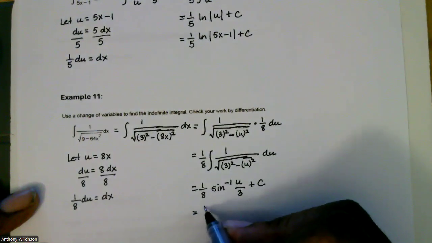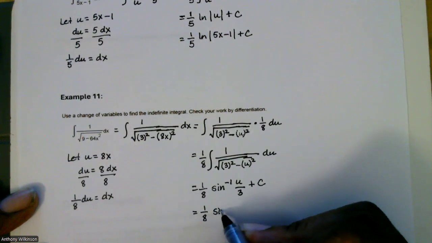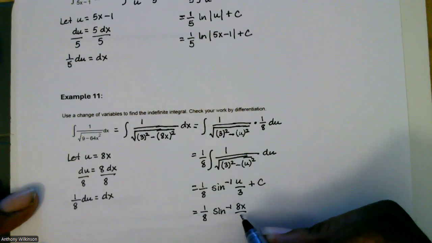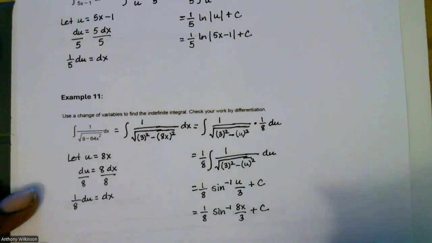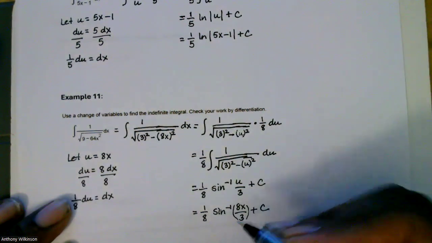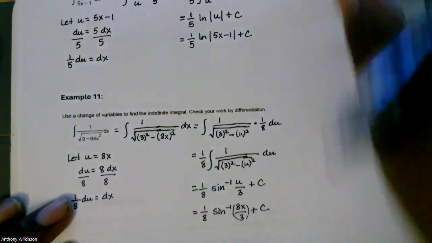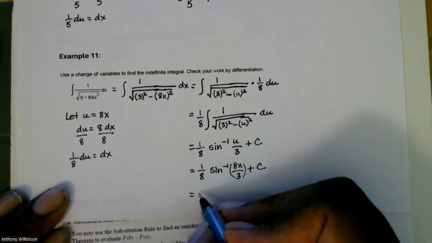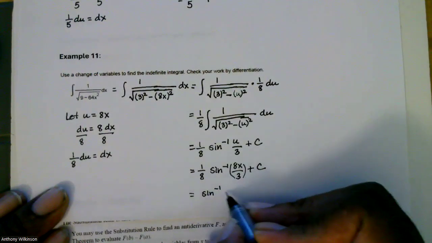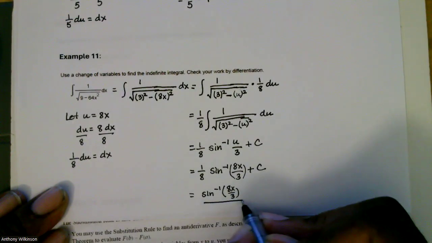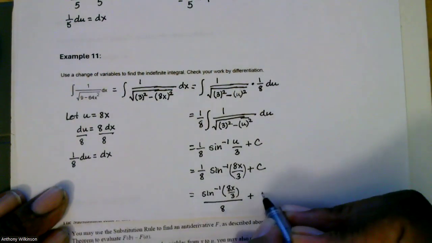And now to do the back substitution, you're going to have 1/8 times the inverse sine of u, which was 8x, divided by 3, plus c. Now you can leave it like this, and I think they might have it written like this: the inverse sine of 8x divided by 3, that's in parentheses, over 8, plus c.